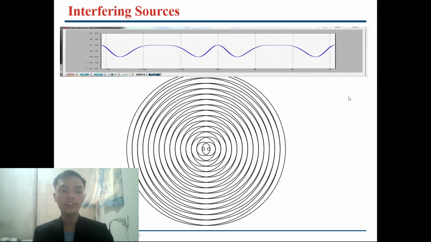So we have here interference sources, which is a simulation. So this simulation shows how overlapping circular waves form alternating high and low amplitudes. The graph above displays intensity variation, which is a visual proof of interference. It's a dynamic way to see how theory matches observation.